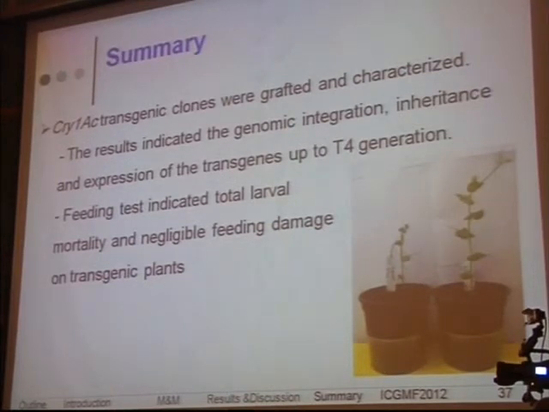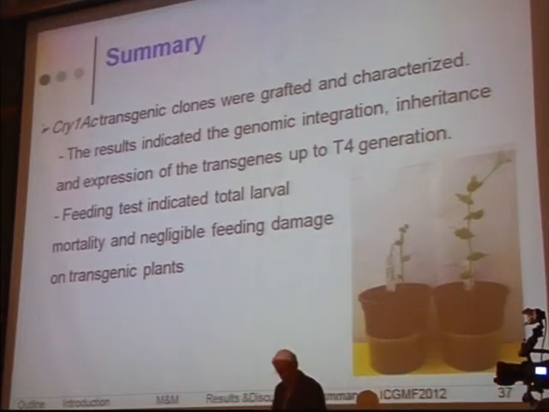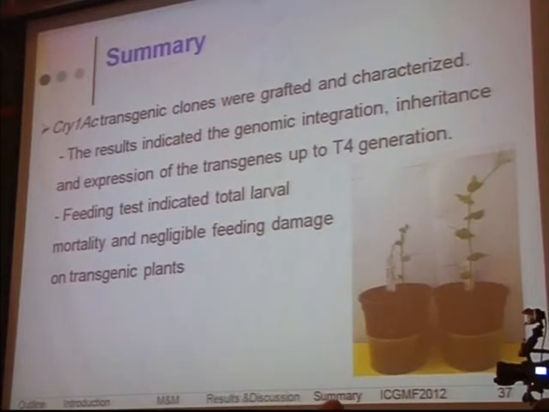In summary, you can say that we have already produced transgenic pea plants containing Cry-AC genes, and these shoots or plants were grafted successfully. We did all these characterization methods to prove that it is really the gene of interest that is integrated and also inherited to the next generation. Now we have the T4 generation and we are growing the T5 generation. We still have to make feeding tests to see if there are any side effects, let's say.